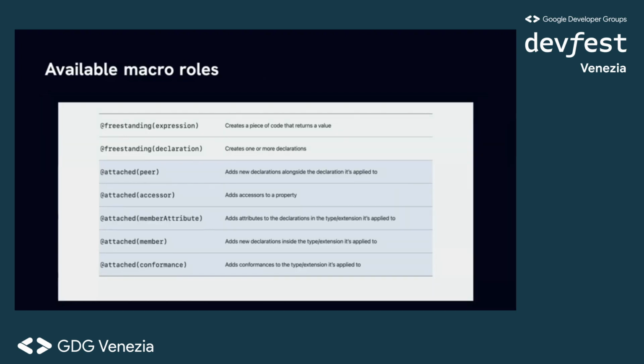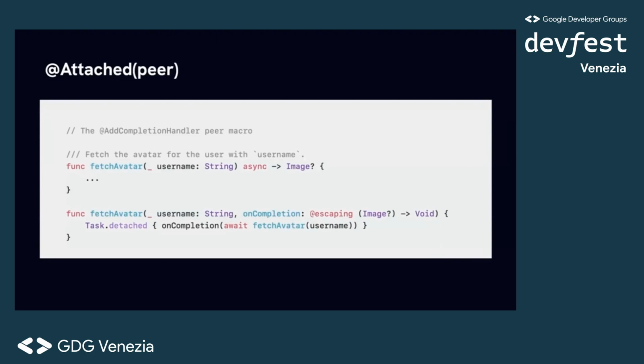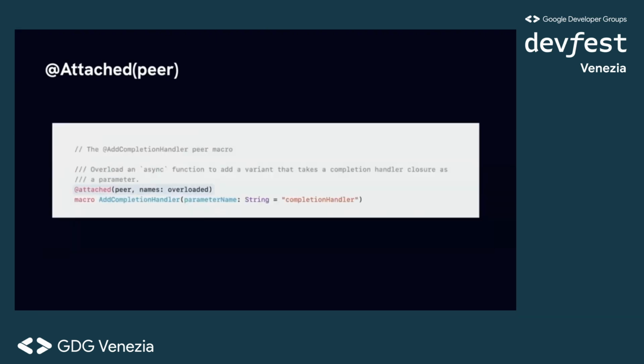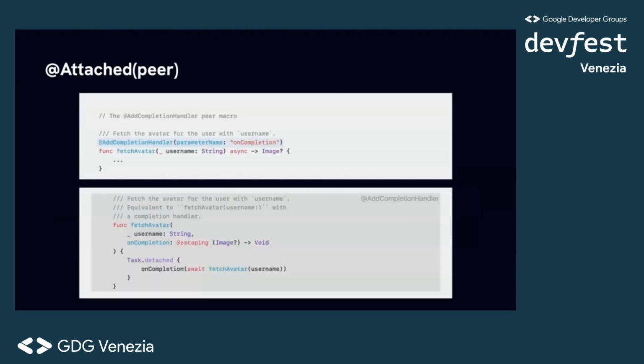And also we have lots of available macro roles for the attached ones. You can see the peer one. While you are transferring your code base to async await, you need to create two of each. You need to give backward compatibility on your network manager. But with the attached peer, you don't need to create that one. You will overload the same method with this macro. Let's see that. When you add this add completion handler macro to a function, it will expand the same method with a completion handler. It will remove the async keyword and add an on-completion parameter, and it will overload it. It's not replacing the same function. You will have one async and one completion method. Without that, you would need to write the same code again and again.